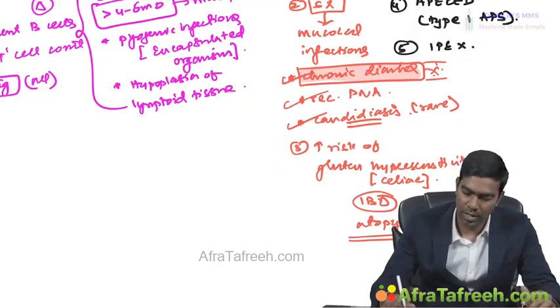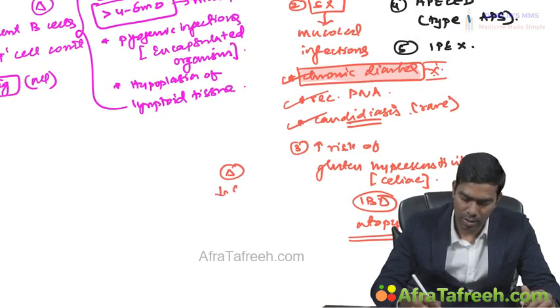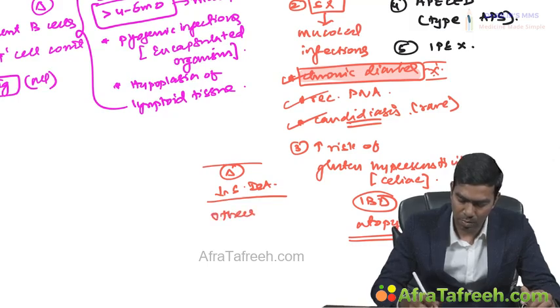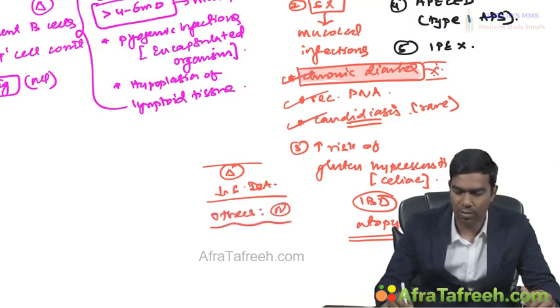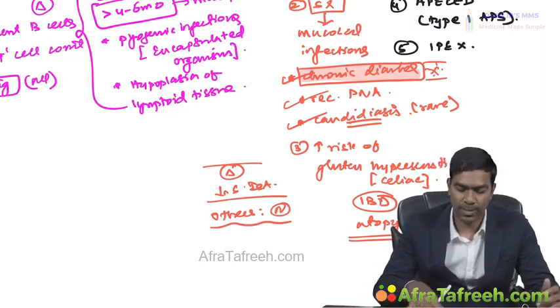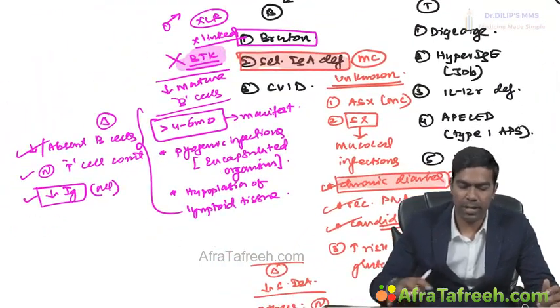So, diagnosis is based on reduced serum IgA levels. But remember, other immunoglobulins will be normal. There is no doubt about that. Other immunoglobulins will be normal. Clear? So, these are about selective IgA deficiency.